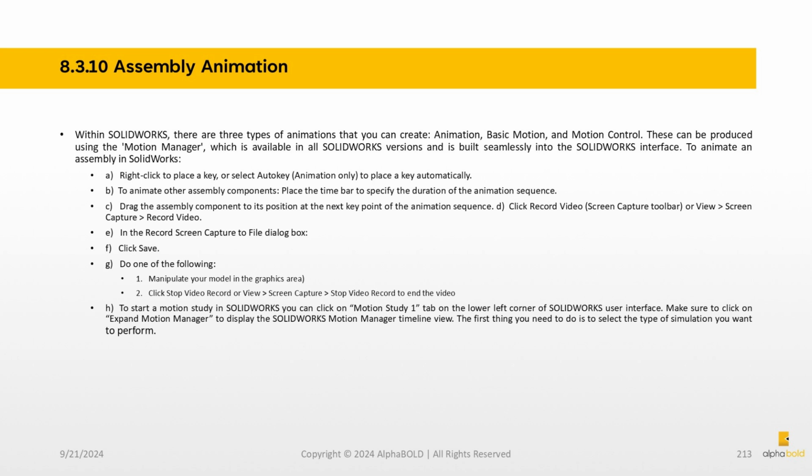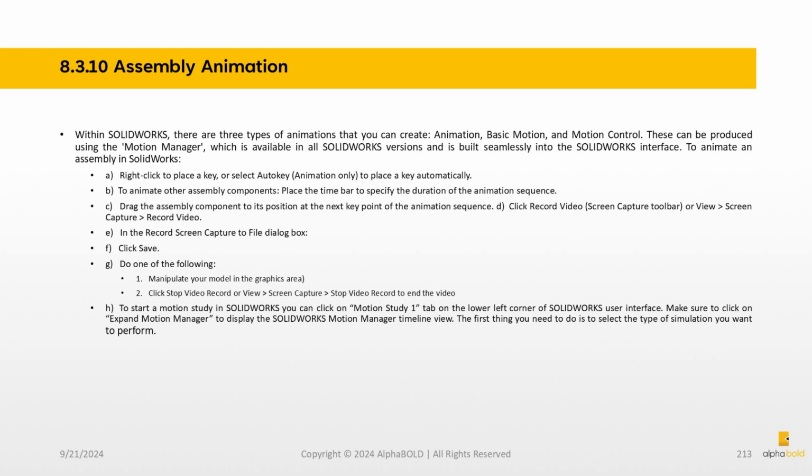Click Record Video on the Screen Capture toolbar, or View, Screen Capture, Record Video. In the Record Screen Capture to File dialog box, click Save. Do one of the following. One, manipulate your model in the graphics area. Two, click Stop Video Record or View, Screen Capture, Stop Video Record to end the video.